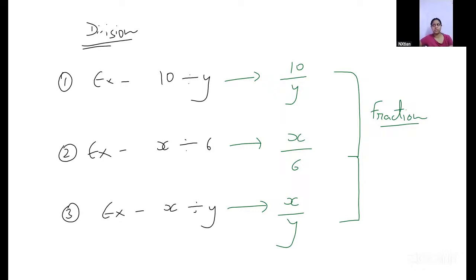Okay. Next that we're going to see are terms and coefficients. So what is a term? It is a combination of the product or division of a number and a variable. That is known as a term. And the coefficients are the multiples of the variable, known as coefficients of the variables.